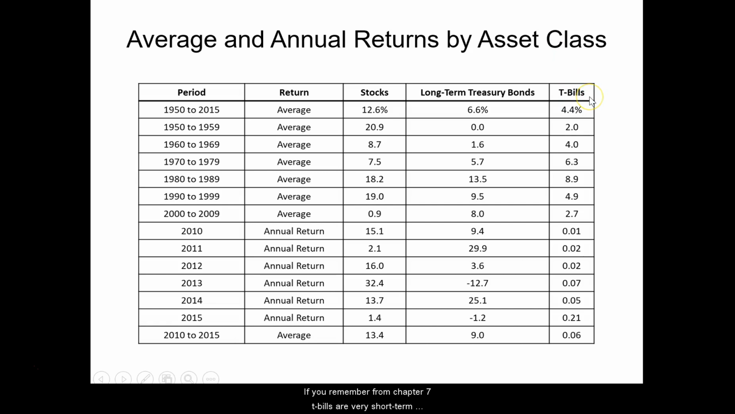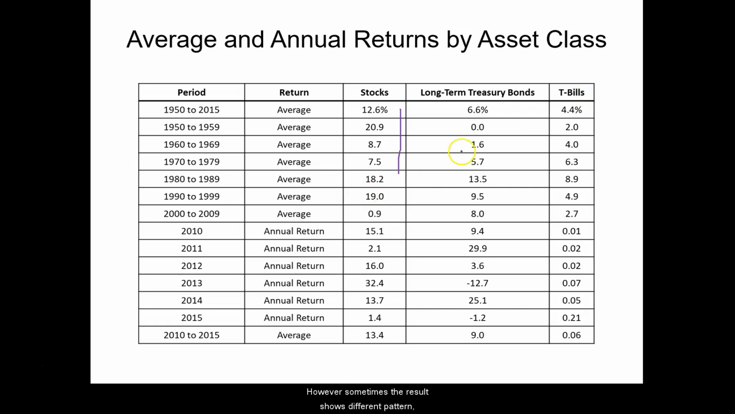If you remember from chapter 7, T-bills are very short-term treasury securities, and they have very high liquidity, and also because they are backed by the U.S. federal government, they are considered pretty much risk-free. So a lot of times we just look at T-bill return and consider that as the return from cash. So if you look at the historical returns, you get the idea that generally stocks have delivered higher return than the long-term treasury bonds, which in turn delivered higher return than the short-term T-bills.